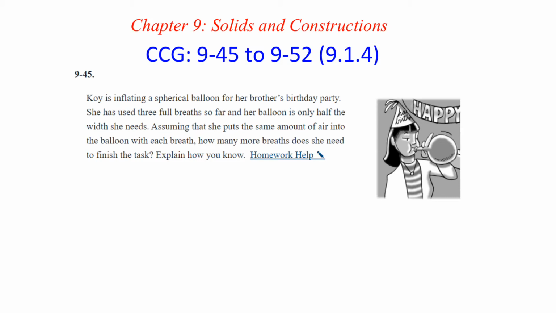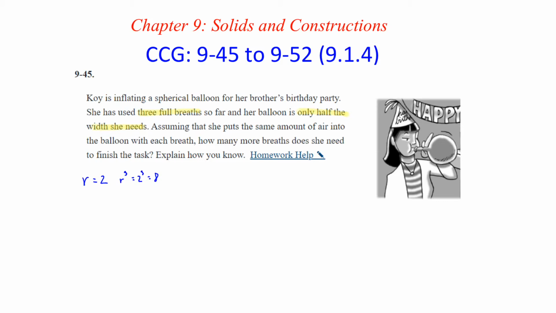Alright, so where is some important information that we need to pull from? She has used 3 full breaths so far, and her balloon is only half the width she needs it to be. So she needs her width to double. Therefore, our linear scale factor is going to be 2, because she wants it twice what it is right now in terms of the width, which means since we're doing volume, r cubed is equal to 2 cubed, which is 8. So it needs to increase by 8 in terms of the volume.